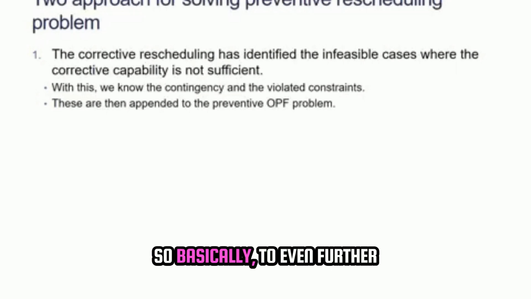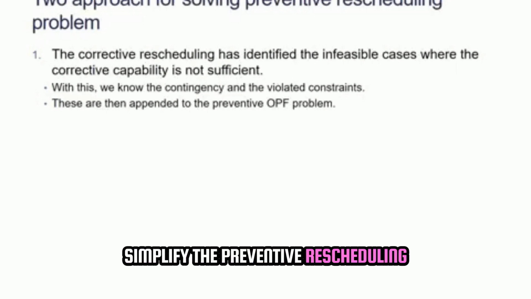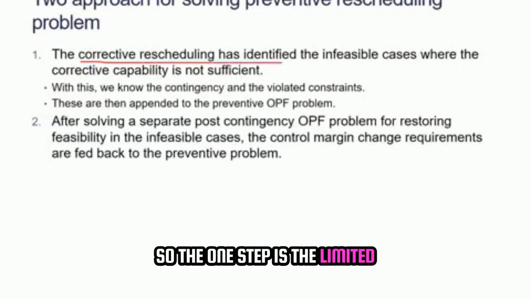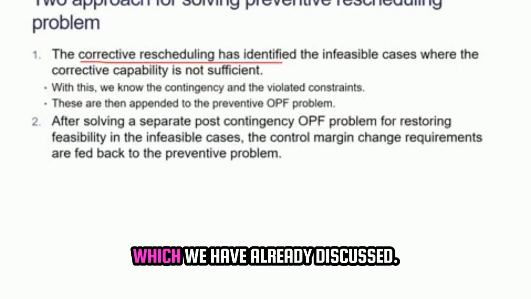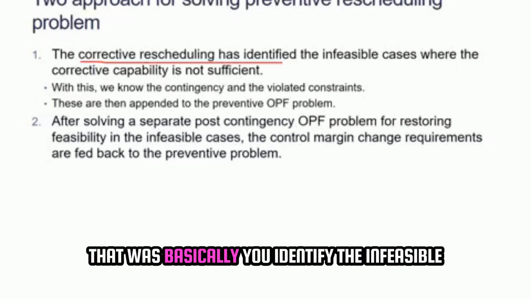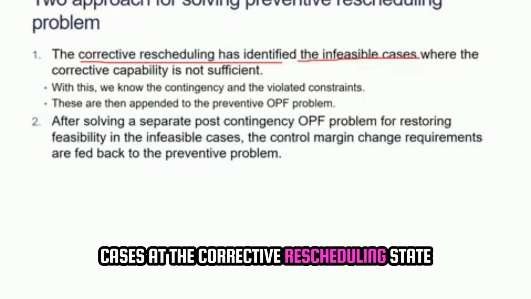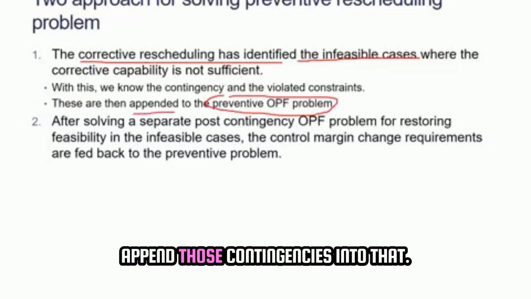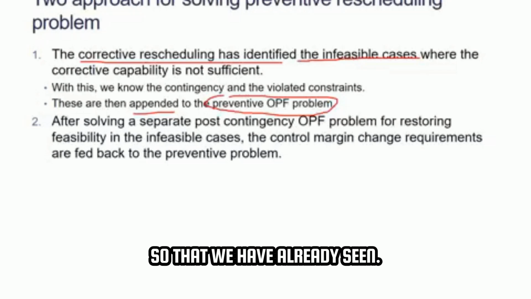So basically, to even further simplify the preventive rescheduling problem, there are 2 steps. The one step is the limited preventive rescheduling problem, which we have already discussed. That was basically you identify the infeasible cases at the corrective rescheduling state, and then you pass on those infeasible cases into the preventive OPF, and you append those contingencies into that. So that we have already seen.